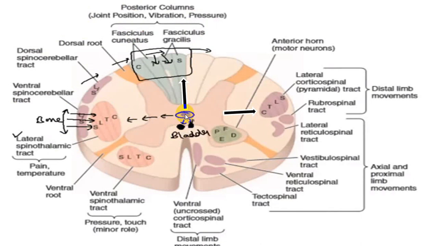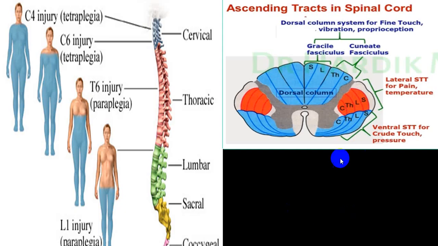Then we have got central canal syndrome, hemisection, complete transection. All those different types of damage which take place in the spinal cord, we will be talking about that. So now we are talking about the relation of the spinal cord to the vertebra.